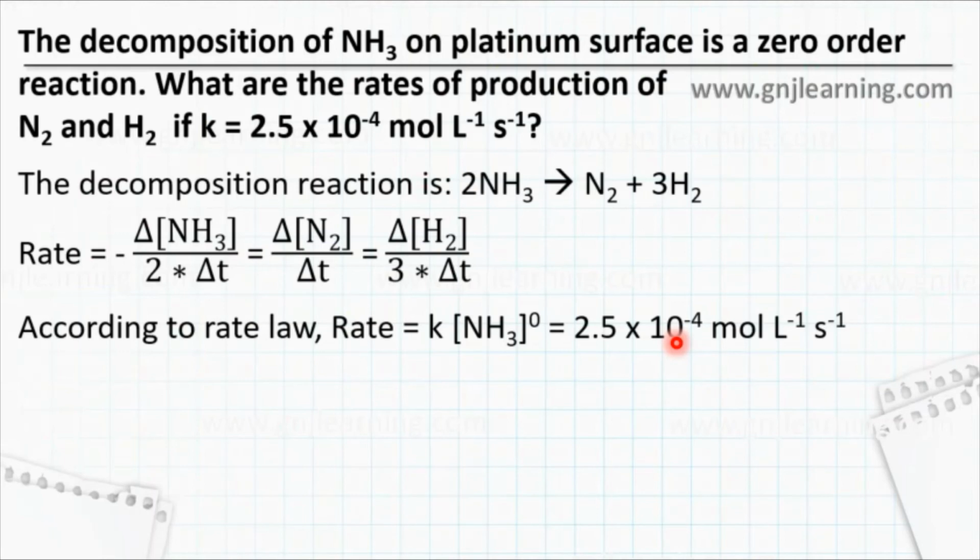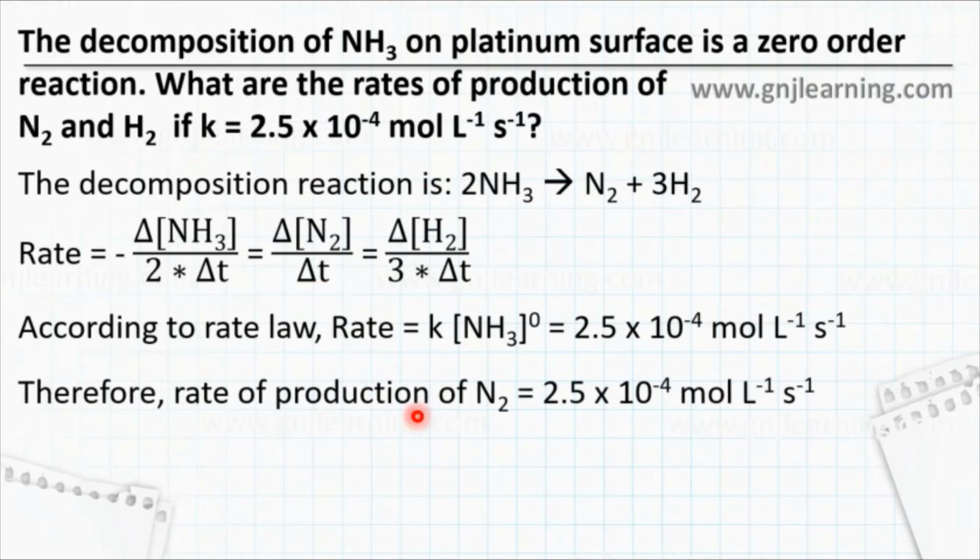Now if this is the rate, you can clearly see that this rate is the rate of production of nitrogen, because you don't have to divide it with any stoichiometry. So rate of production of nitrogen is the same as the rate of the reaction, 2.5 into 10 raised to minus 4. So this statement means it is the rate of production of nitrogen. On the other hand, the rate of production of hydrogen is only 1/3.